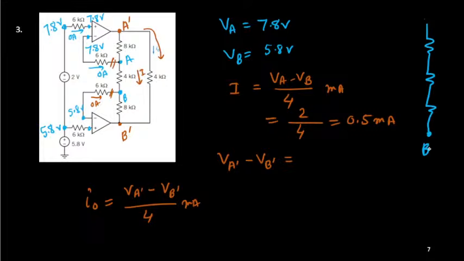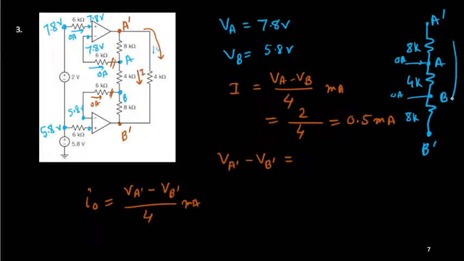This end is B prime, this end I have considered A prime, this end is A, and this is your B. This is your 4K, this one is 8K, and this is your 8K again. So you can see that there is no current entering this side. This side current is 0 ampere, this side also 0 ampere, so we will not discuss. The same current is flowing through this side, and that is your I, 0.5 milliampere.